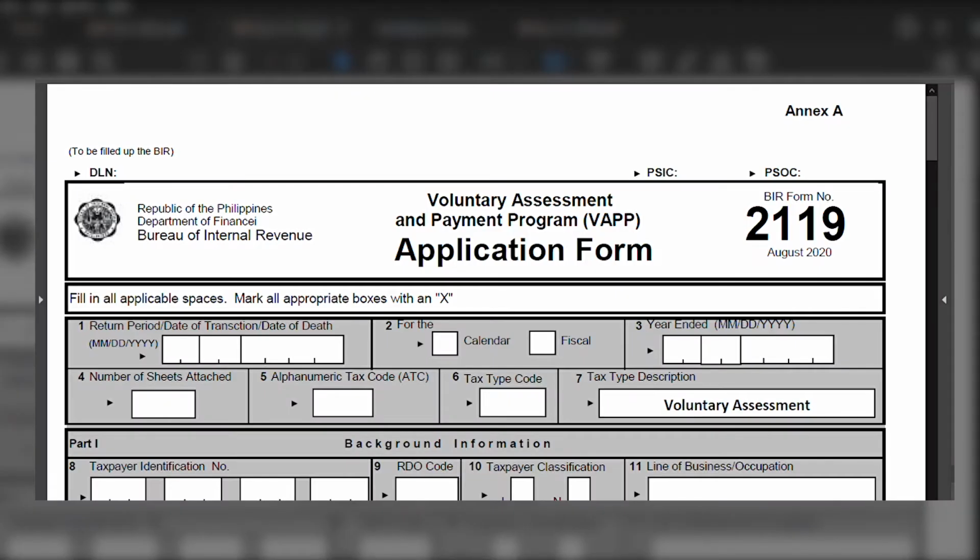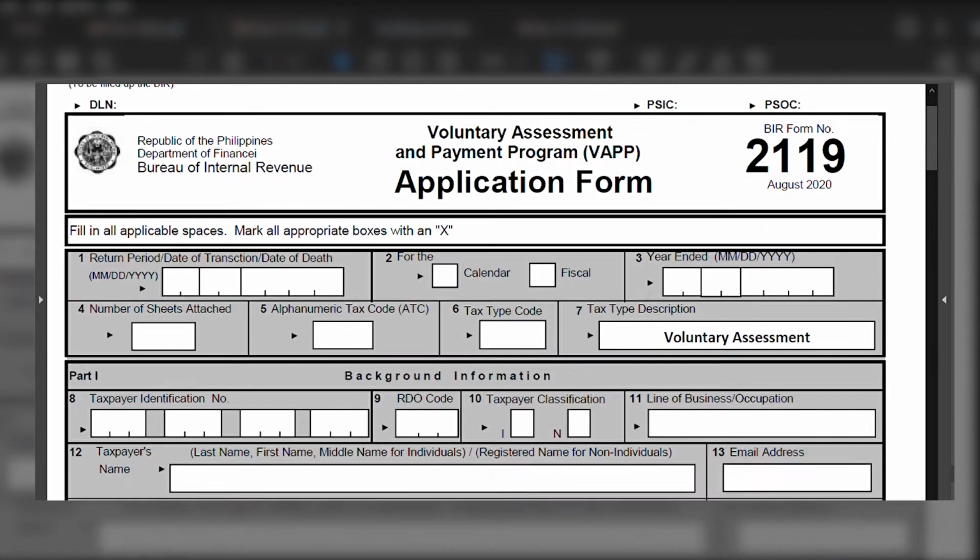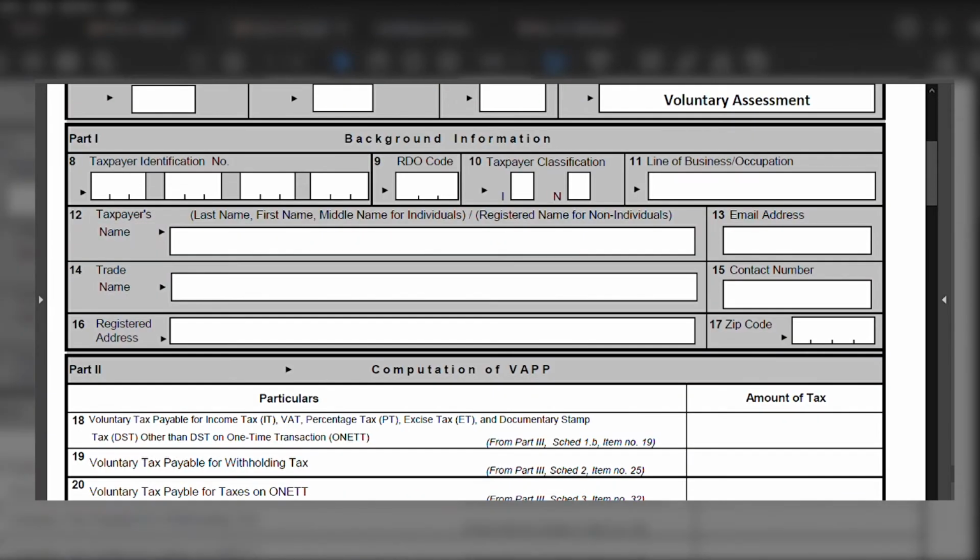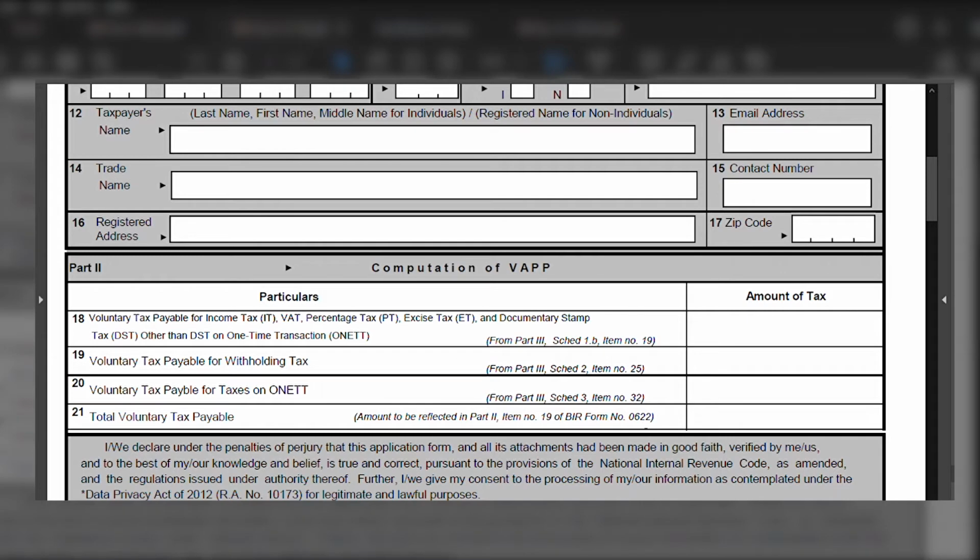Now, in order to apply for VAPP, submit the duly accomplished BIR Form 2119, which is the application form. For a taxpayer availing for a non-ONET and ONET at the same time, separate availment should be filed, such as for business taxes and donor's tax or estate tax.